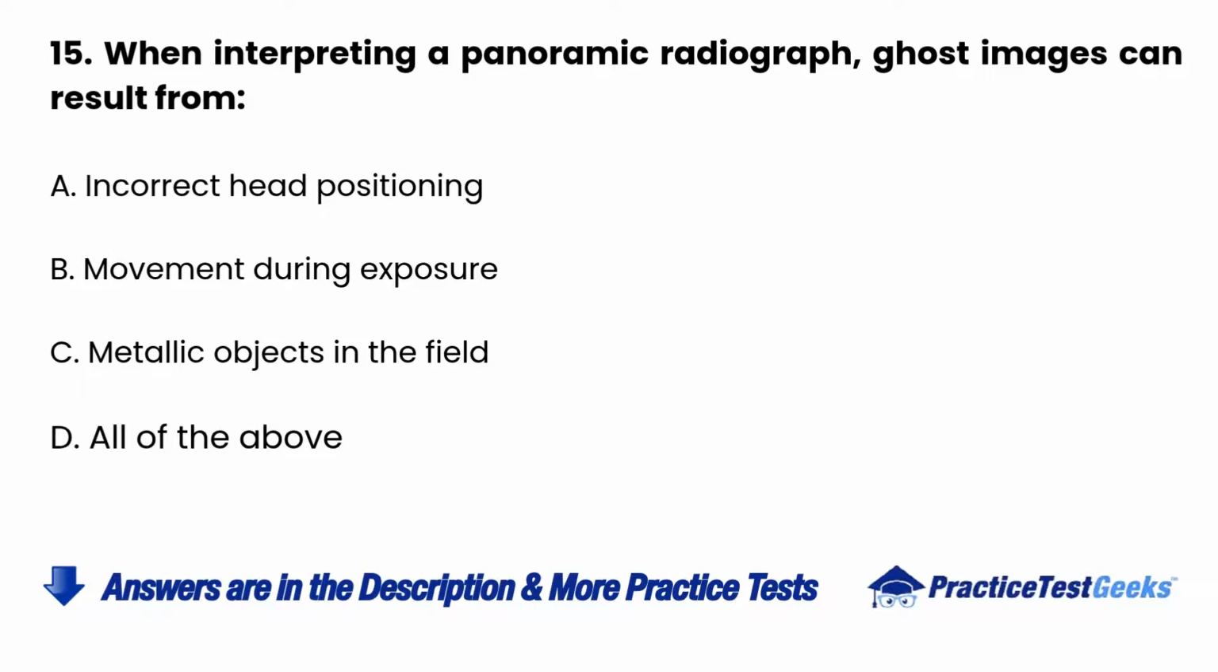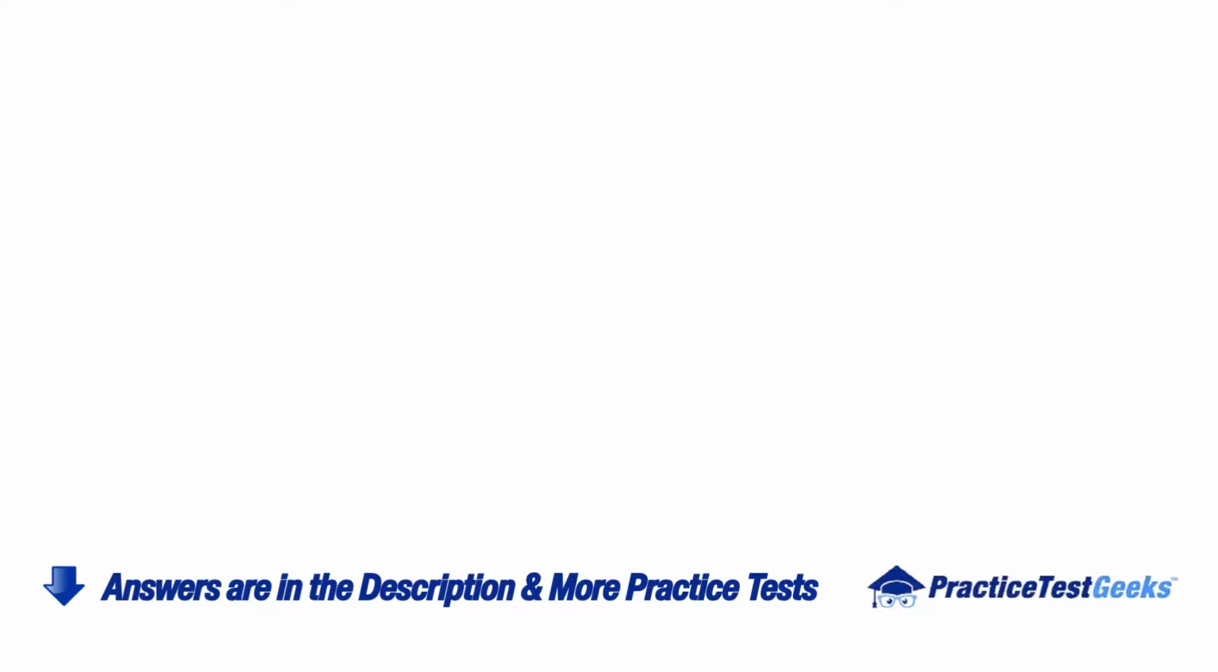15. When interpreting a panoramic radiograph, ghost images can result from: A. Incorrect head positioning. B. Movement during exposure. C. Metallic objects in the field. D. All of the above.